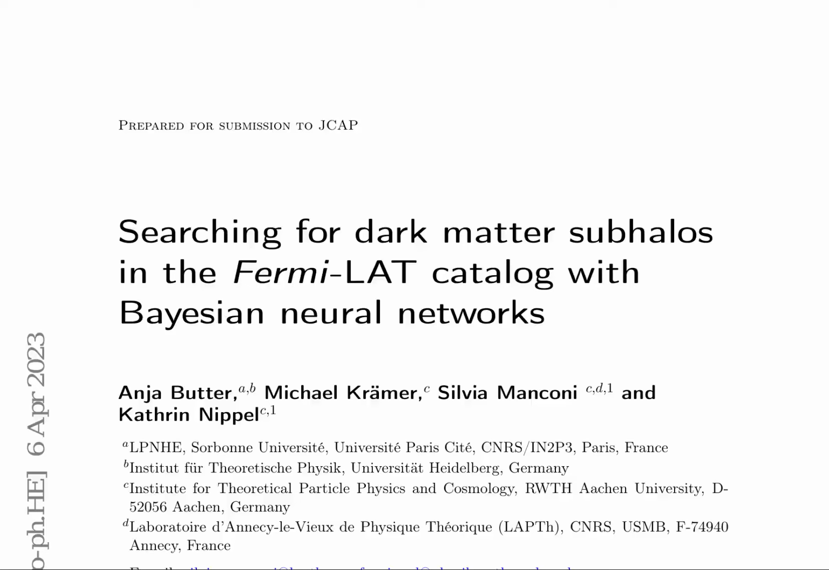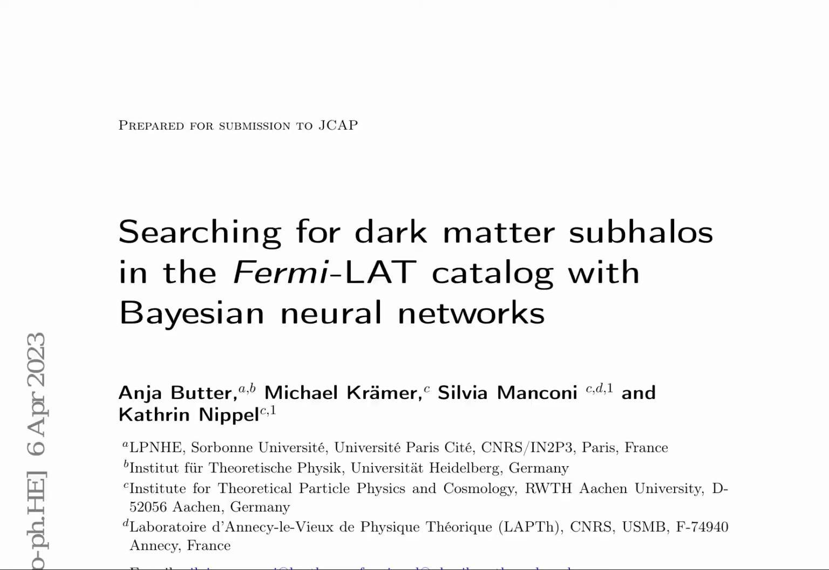Focusing on WIMP annihilation into b-quark final states, the authors consider a range of annihilation cross-sections and dark matter masses, with a benchmark setup of M_DM equals 80 GeV and ⟨σv⟩ equals 10 to the power of minus 23 cm³ s⁻¹. The detection significance is determined using the threshold established by the Fermi-LAT collaboration, corresponding to a detection significance of 5 sigma or a TS value of 25.